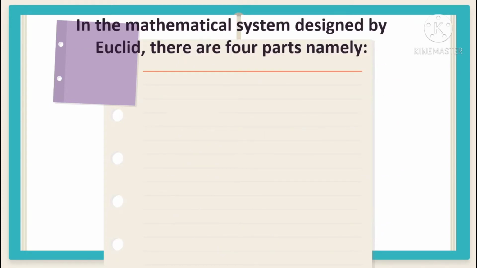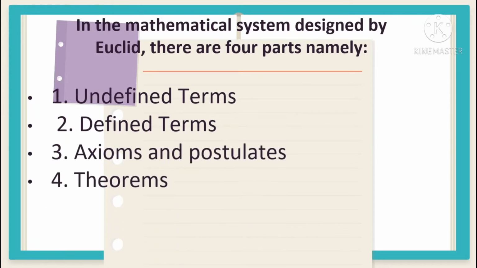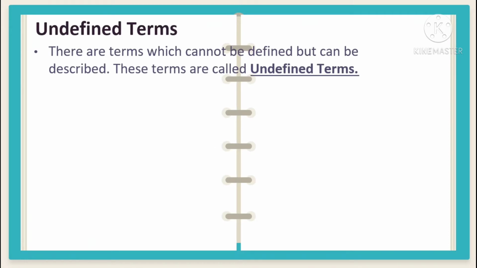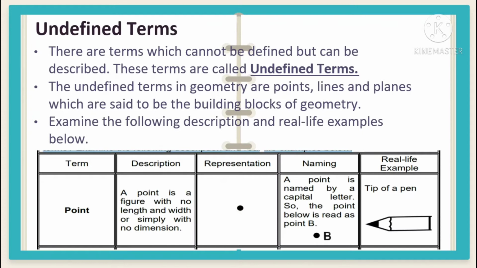In the mathematical system designed by Euclid, there are four parts, namely undefined terms, defined terms, axioms and postulates, and theorems. So what are undefined terms? There are terms which cannot be defined but can be described. This is what we call undefined terms. So remember, undefined terms cannot be defined but can be described. Undefined terms in geometry are points, lines, and planes, which are said to be the building blocks of geometry. So let us examine their descriptions and real-life examples.